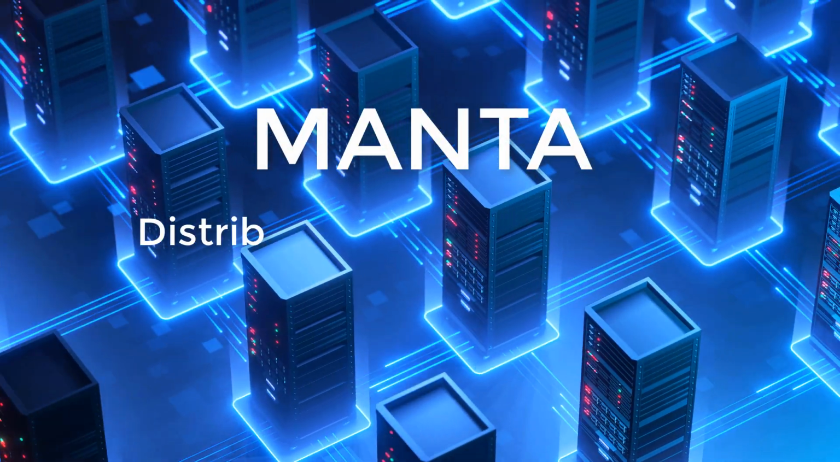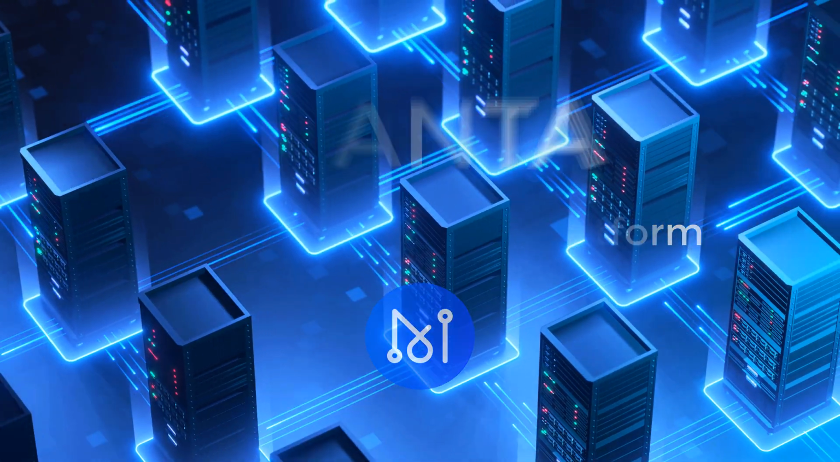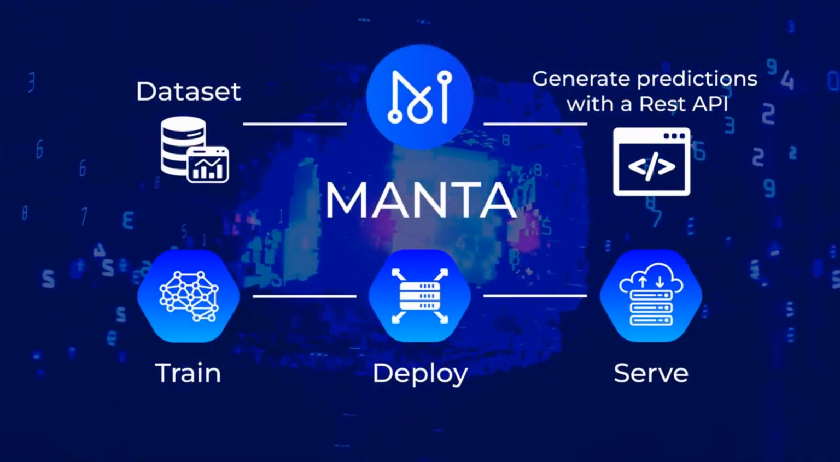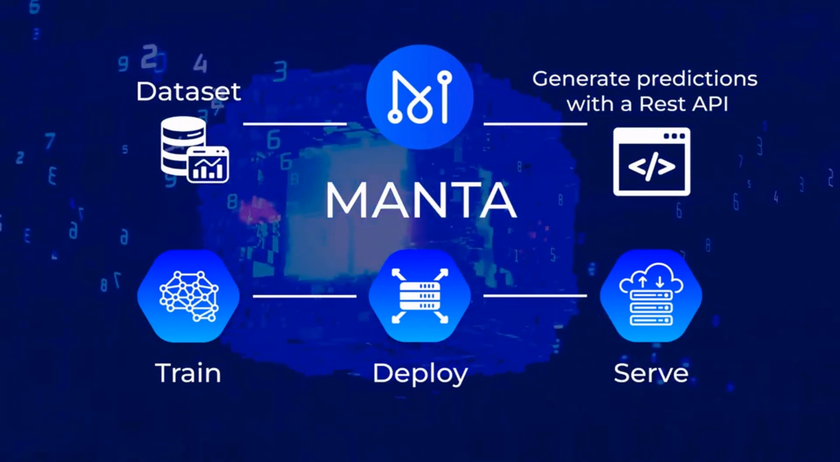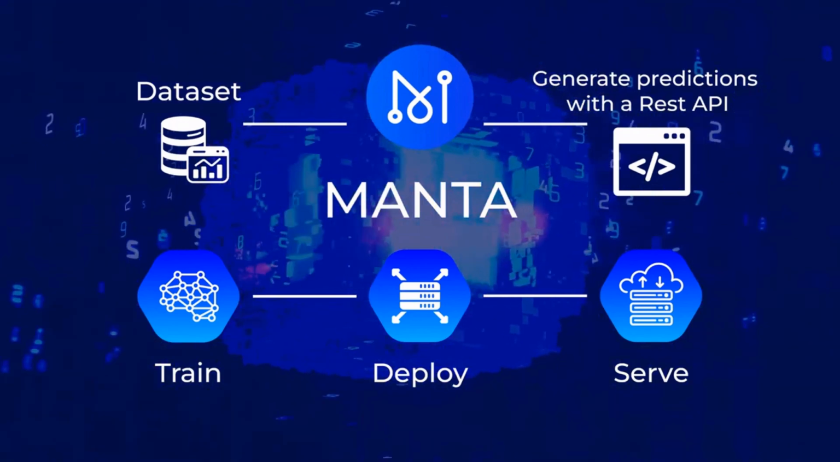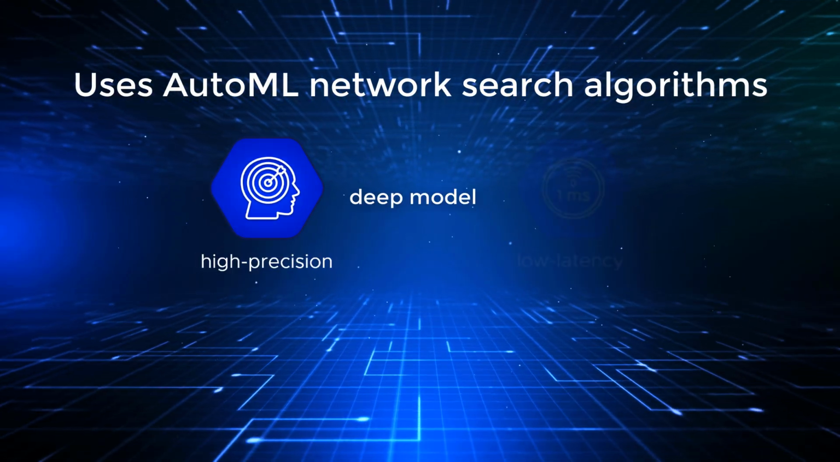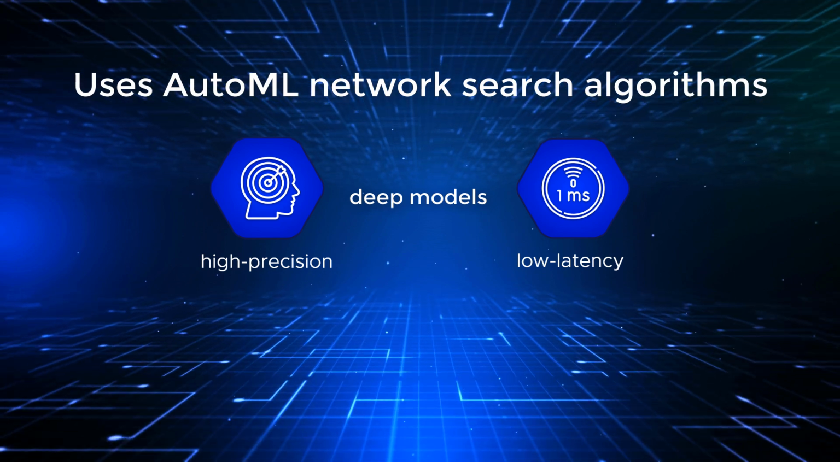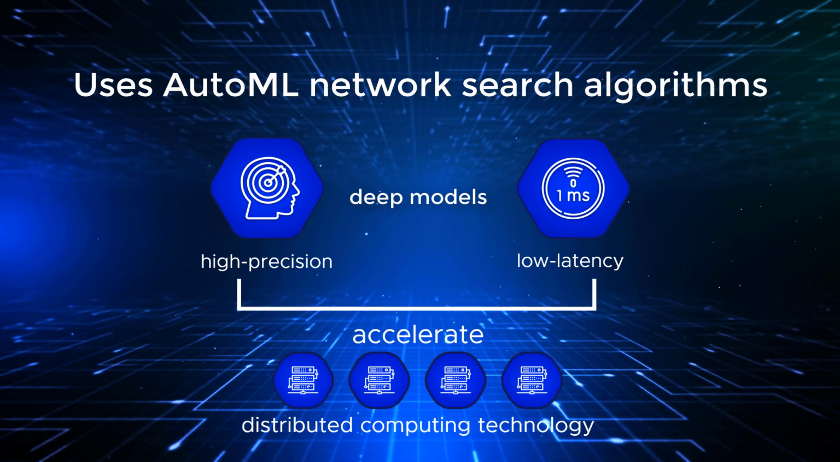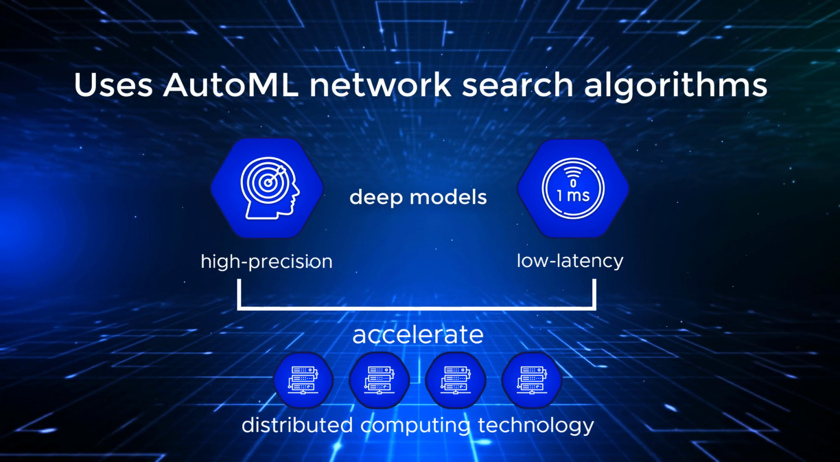MANTA is a distributed auto-machine learning platform built on the Matrix Mainnet. It hosts a range of auto-machine learning applications and their deployment systems, which are accelerated using the latest distributed storage technologies. It uses auto-machine learning network search algorithms to locate a high-precision, low-latency deep model, and the search process is also accelerated using distributed computing technologies.